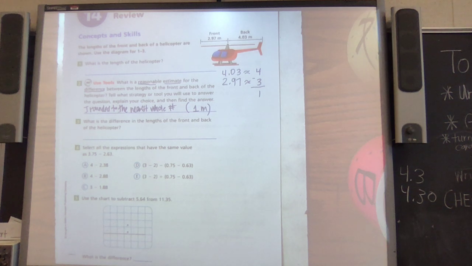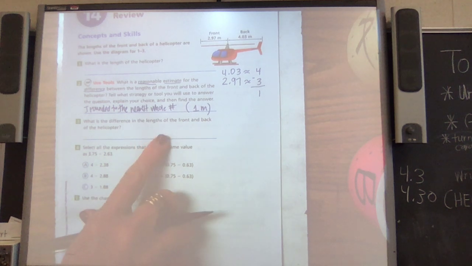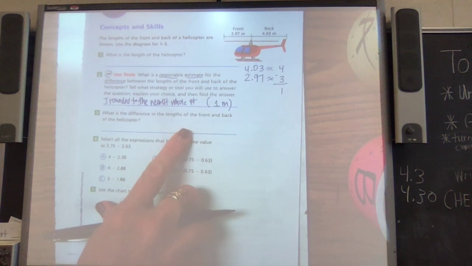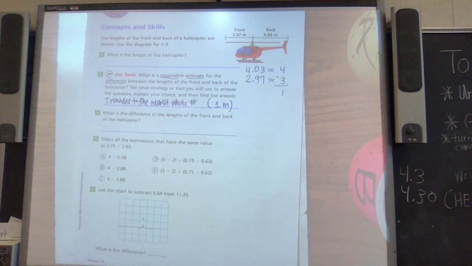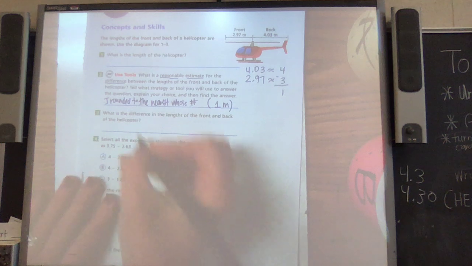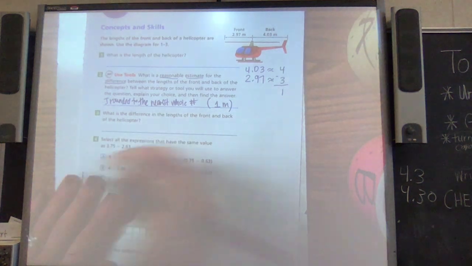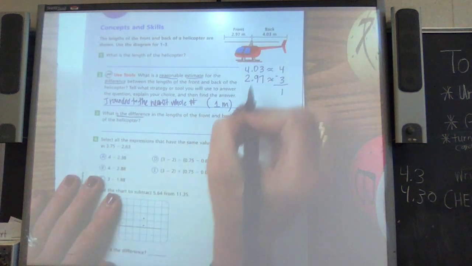All right, let's look at number 3. It says, what is the difference in the lengths of the front and back of the helicopter? So we need to find the exact number. So what is the difference? The exact number.